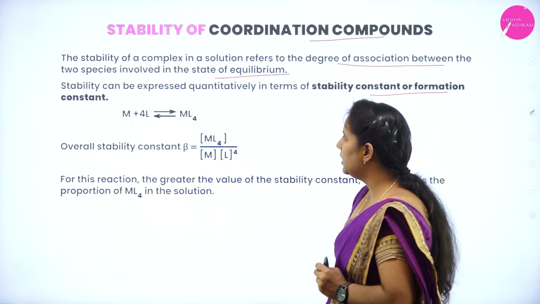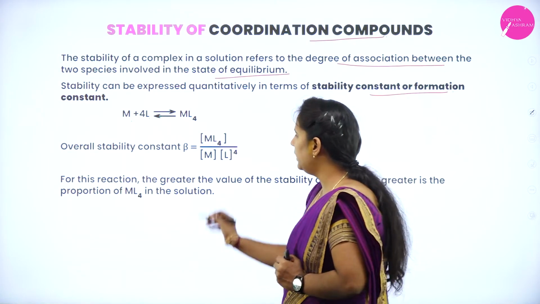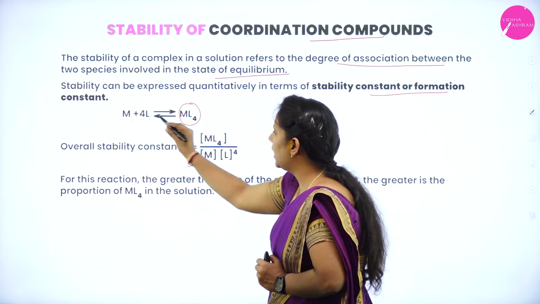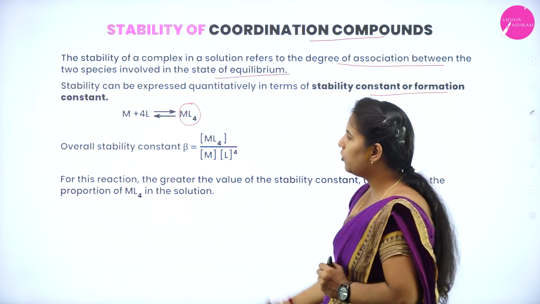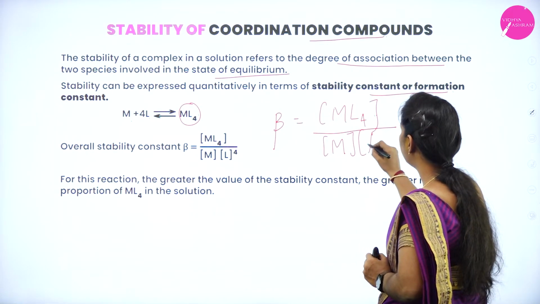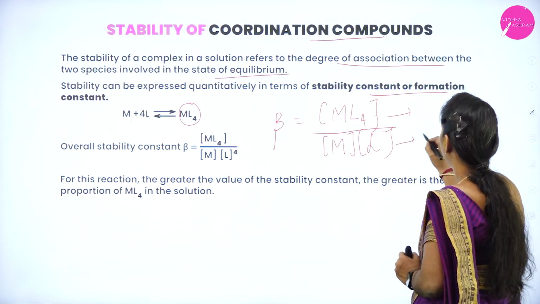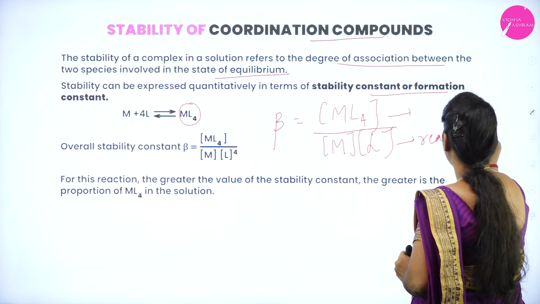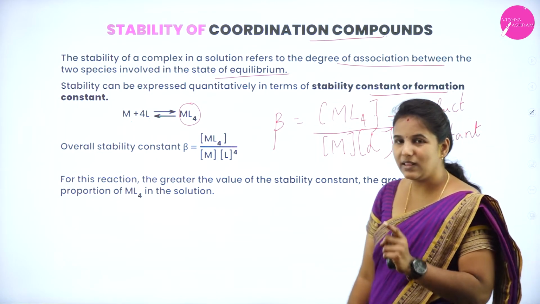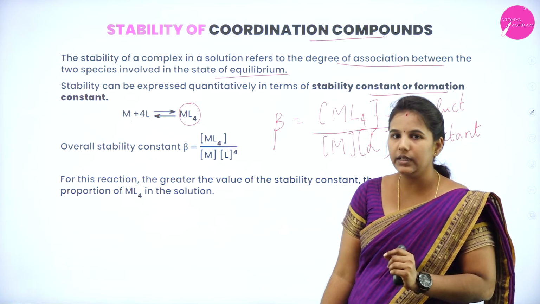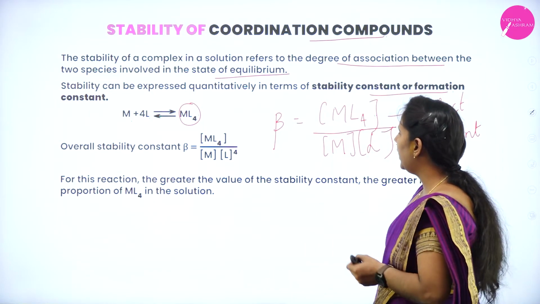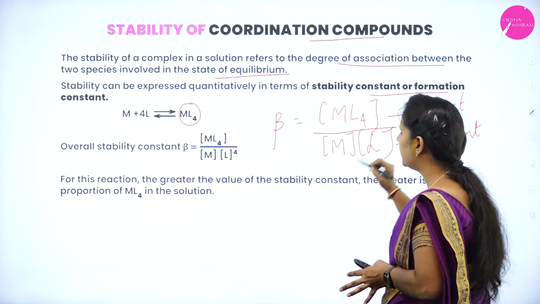This is explained by the stability constant of formation. Let us write the stability constant, which is beta, equal to the molar concentration of the product divided by the molar concentration of the reactants. This is how we can easily explain the stability of the coordination compound written in equation form. It is expressed by the stability constant beta, obtained as the ratio of the molar concentration of the product divided by the molar concentration of the reactants.